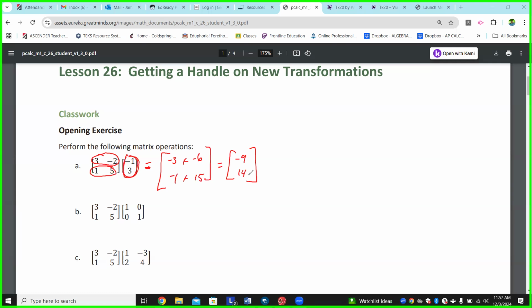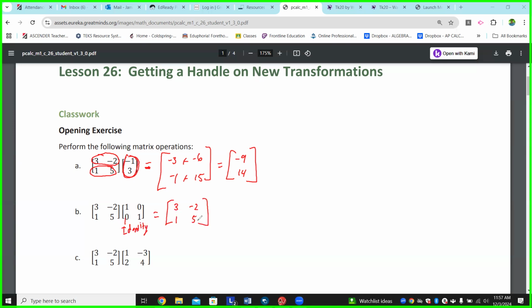All right. This one, hopefully you identified that this is the identity matrix, which we learned if I multiply the identity matrix, what do I get back out? The same thing. If you've forgotten, you can always do the math to remember. So I can take 3 and -2 times 1, 0, and I'd be left with just the 3. I can take 3 and -2 times 0, 1, and I'd be left with just the -2. I can take 1, 5 times 1, 0, and I'd be left with 1. And I can take 1, 5 times 0, 1, and I'd be left with 5.